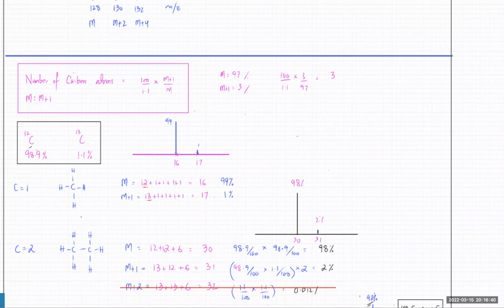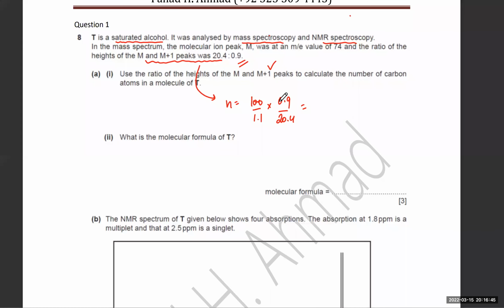Okay, now what were we talking about? We were talking about the number of carbon atoms, right? So I told you that in this question, you've got a saturated alcohol, the M and M plus 1 peaks are given. So you can find the number of carbon atoms using the formula, which is 100 over 1.1 into M plus 1 divided by M. What do you get? What's the number of carbon atoms?